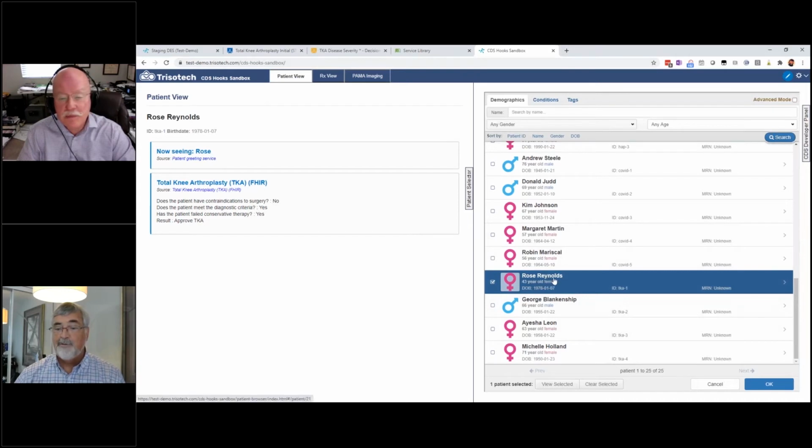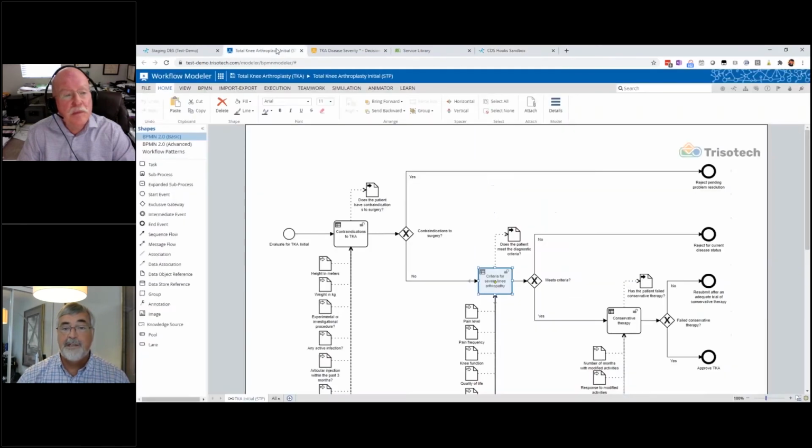So here, for example, for Rose Reynolds, she has no contraindication. She meets the criteria for the diagnostic, and a conservative therapy has failed, so she's approved for the total knee arthroplasty. So looking at this, what we did is we took all the patient's data, we made all these decisions, and through this decision, we ended up in this end state, which is to approve the total knee arthroplasty.